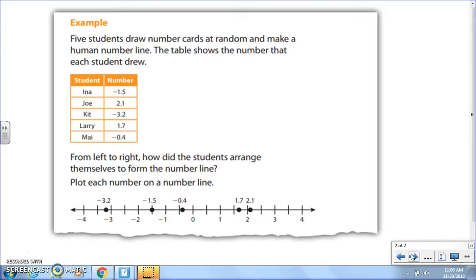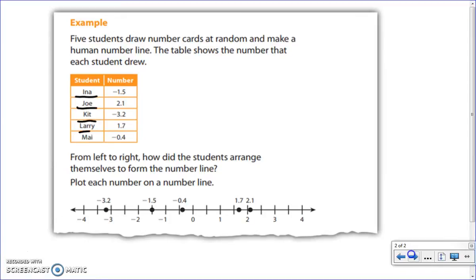So you can see the table here with the students in the left-hand column. These are the names of the different students, and the numbers that they drew on the right-hand column. It says, from left to right, how did the students arrange themselves to form the number line? So the first thing we could do, if we're visualizing their number line, is visualize our own number line by drawing a number line.